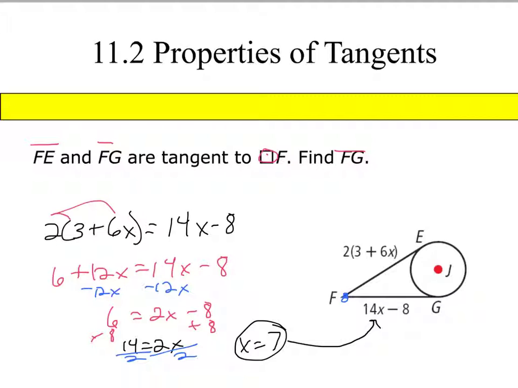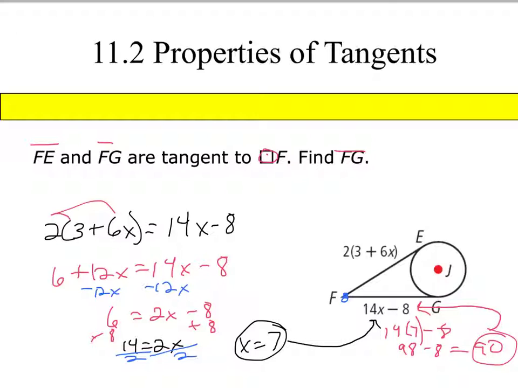When you do that, you now have 14 times 7 minus 8. 14 times 7 is 98. We're subtracting 8, and our answer is 90. So FG in this situation is 90, because I found x by setting them equal to each other, because that's the theorem we know.